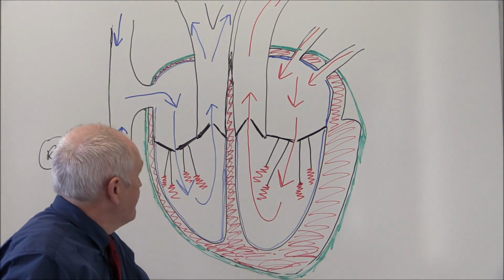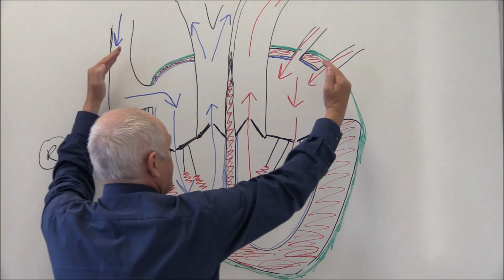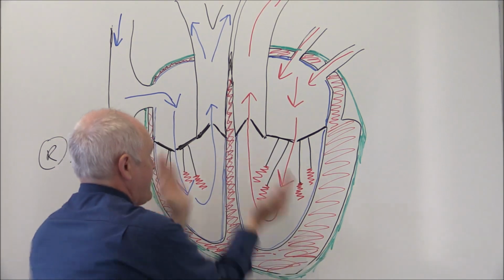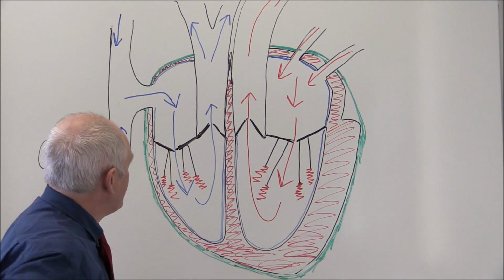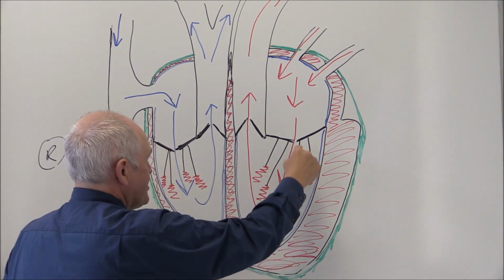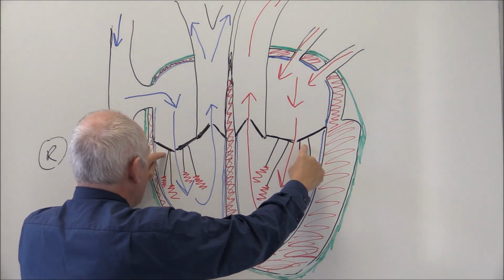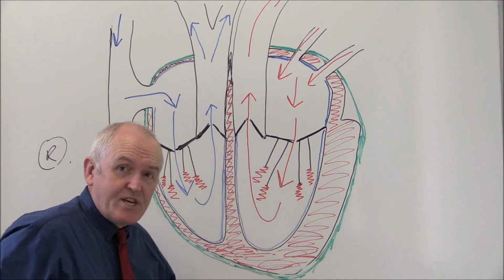They ensure one-way flow. Both atria contracting at the same time, both ventricles contracting at the same time. So that means when the ventricles contract, that's going to shut the mitral valve and the tricuspid valve essentially at the same time.